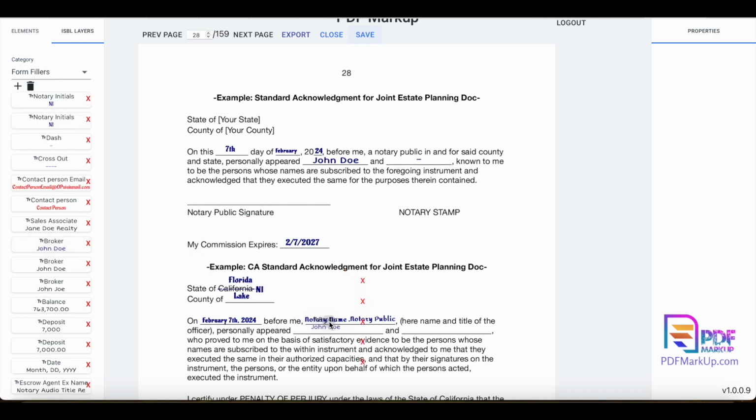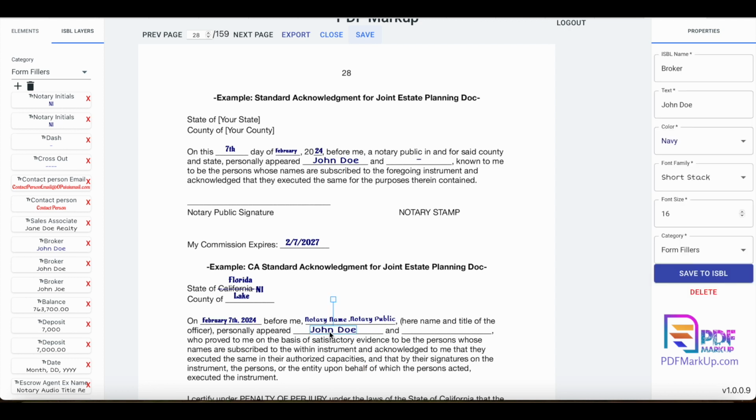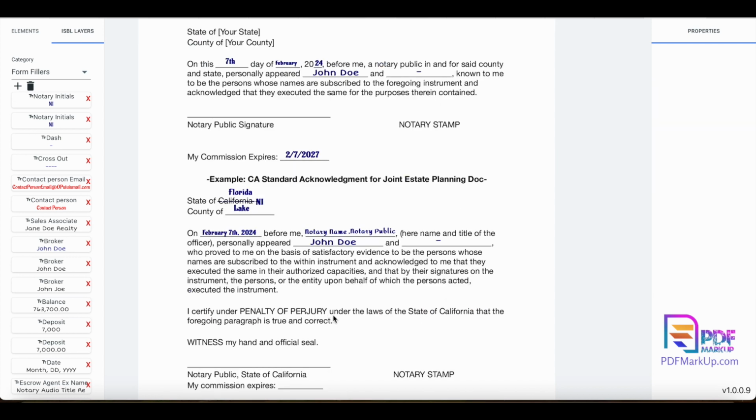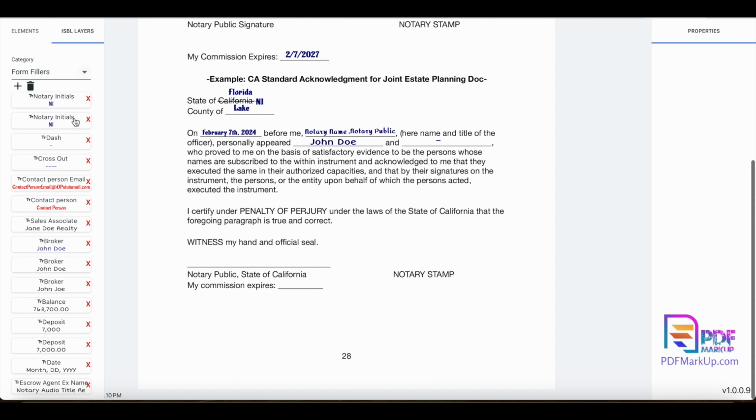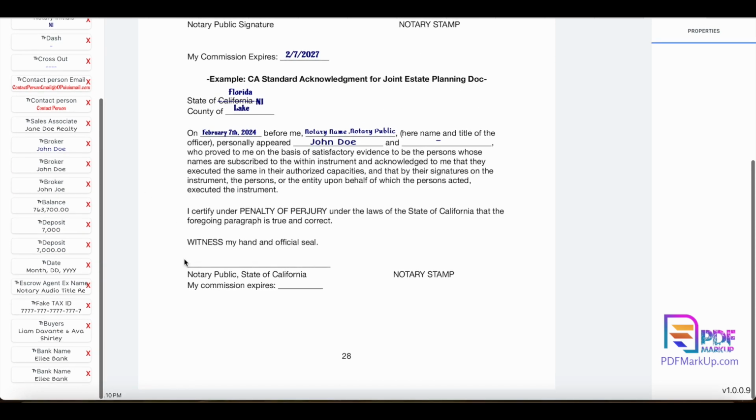I don't accidentally write John Doe on these papers, because I keep saying John Doe, unless the person in front of you signing is John Doe. And you're going to put the second person's name if there is a second person. If not, we're going to put a dash if it's just one person signing before you. I certify under penalty of perjury under the law of the state of California that the foregoing paragraph is true and correct. So then you have the notary state of California.